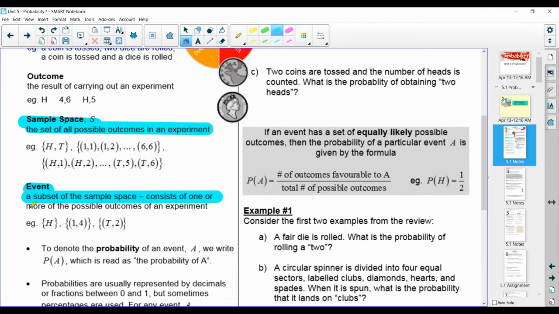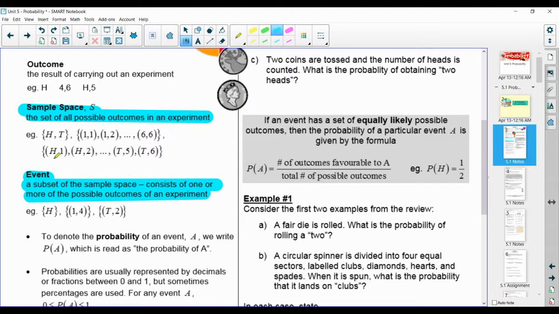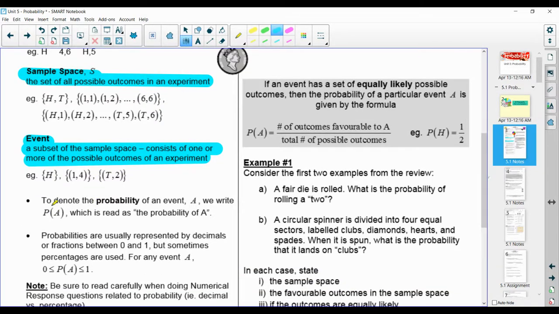And so there could be 1 or more possible outcomes of an experiment. So we could have, after we've tossed the coin and rolled the dice, one outcome or one event might be that we get heads and a 1 and a 4, or we get a tail and a 2. Okay. Now, if we're looking at notation, if we're trying to denote the probability of an event, we write it as the probability of A. So the probability of event A is P of A, and we read it as the probability of A.